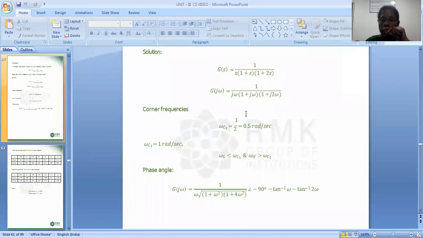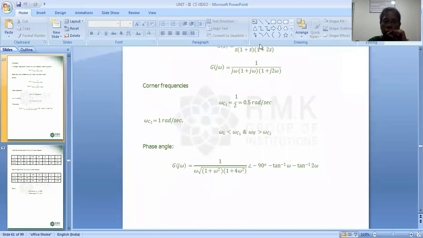But still, if you want, we can find the corner frequency of the system here. The corner frequency is omega equal to the reciprocal of the coefficient of the j omega term. For the first term, 1 plus j omega, it is 1 by 1, so omega C1 is 1. For the second term, it is 1 by 2, so the corner frequency is 0.5.